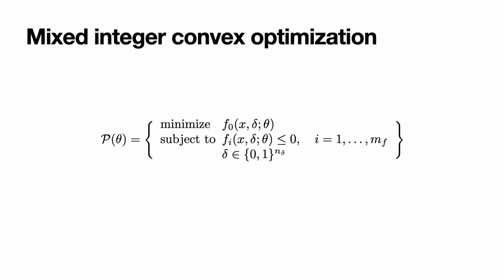In our work, we focus our attention on mixed integer convex programs, or MICPs. MICPs are optimization problems where the objective function and constraints are convex functions, but are made non-convex because of the discrete variables delta. Here, theta are the problem parameters that vary between each problem. For example, these parameters might include a new initial position of the robot, or a different resource allocation vector in a portfolio optimization problem.